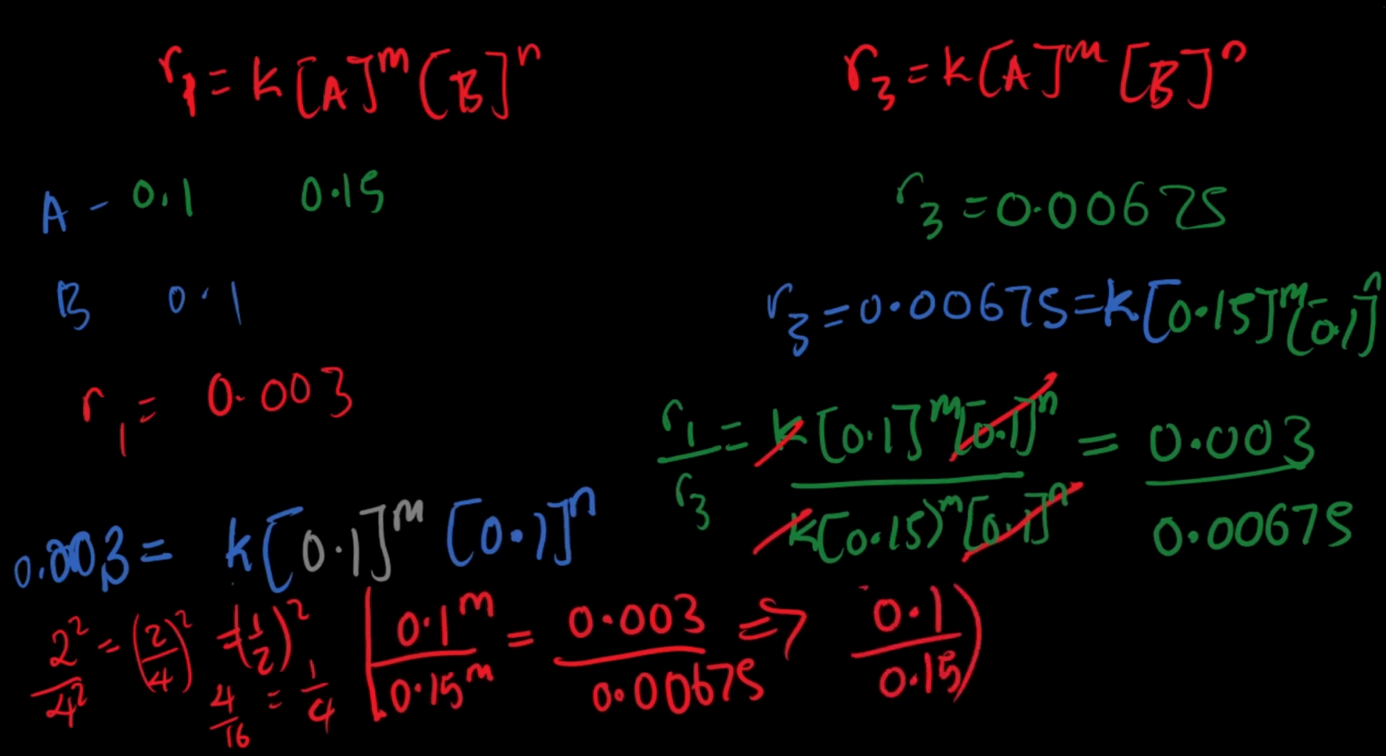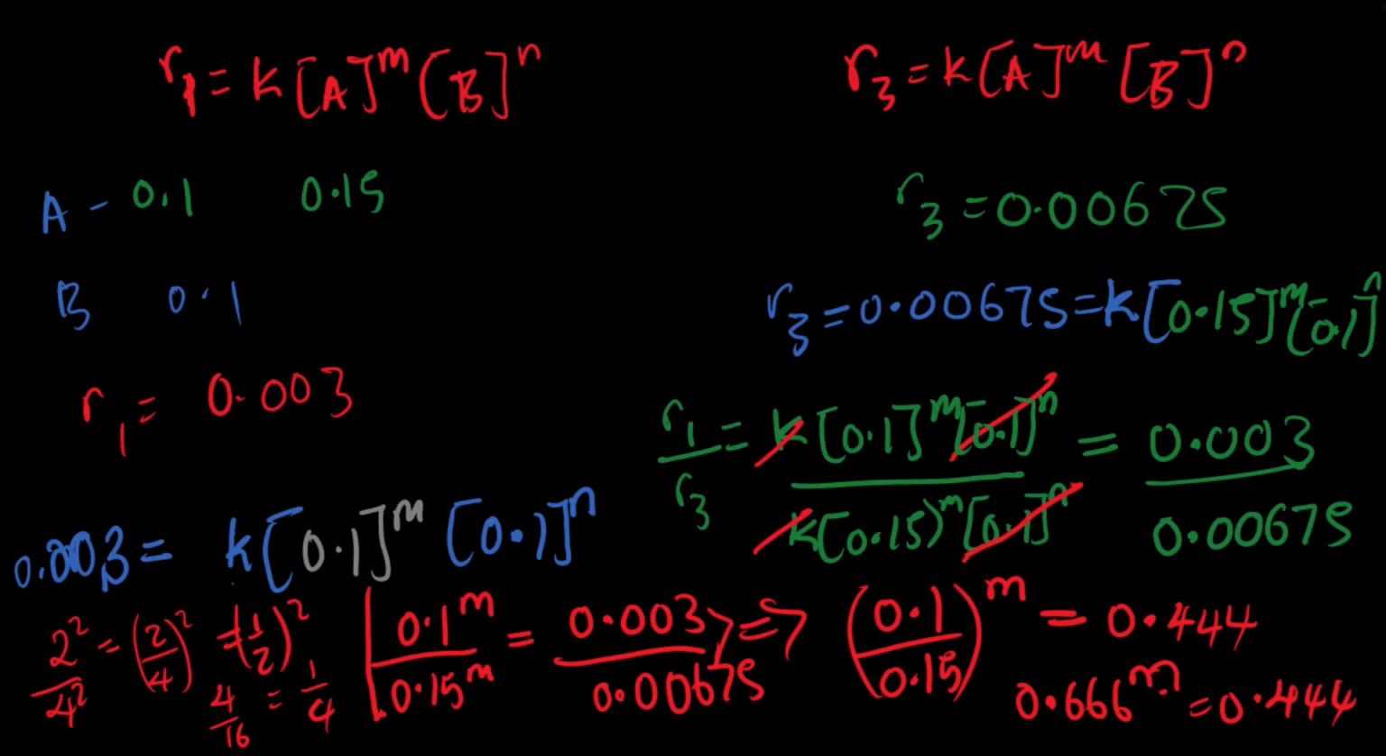So we'd have something like this: 0.1 divided by 0.15, with the exponent outside, is equal to, now let's take this division. When we perform this division, we would get about 0.44 to be equal to this. And 0.1 divided by 0.15 is equal to 0.666. So 0.666 to the power of m is equal to 0.444.